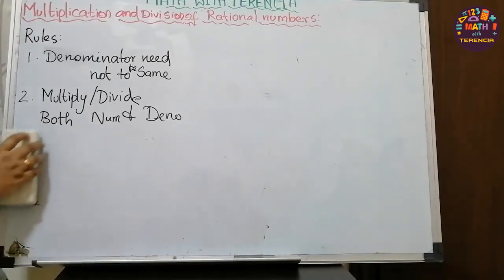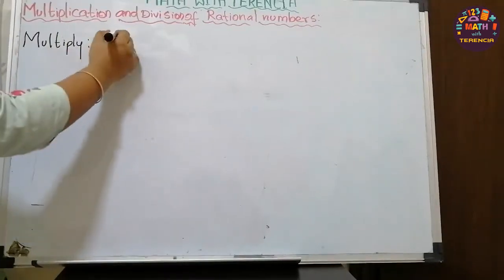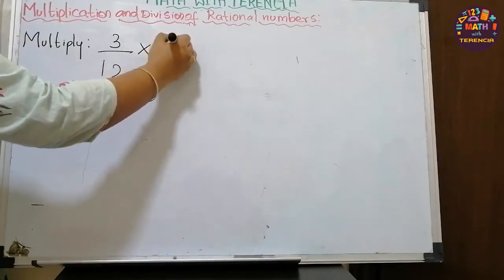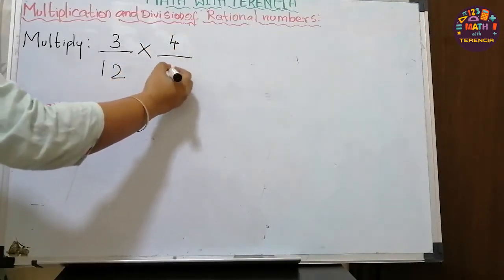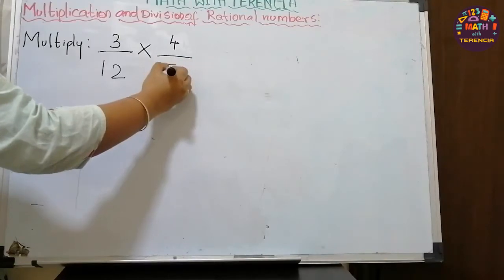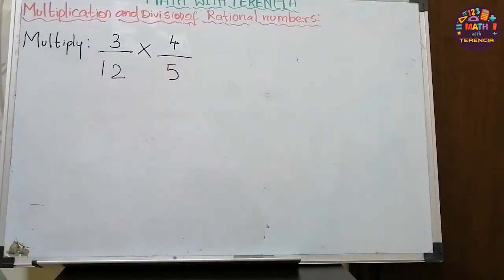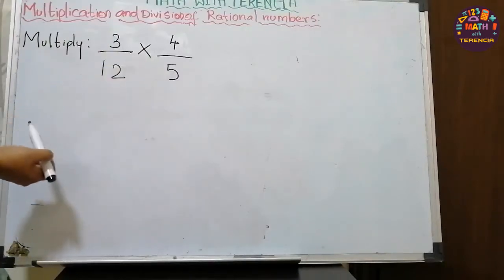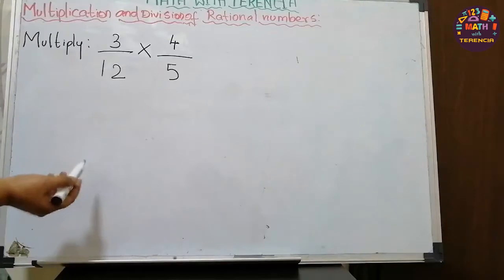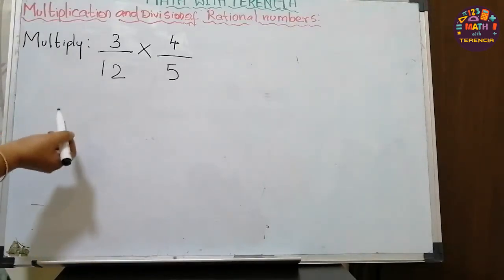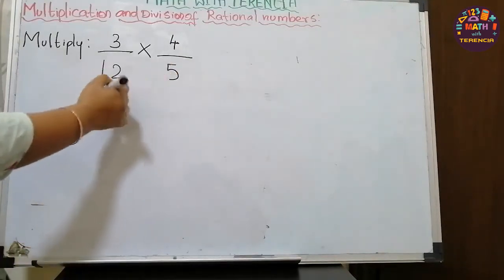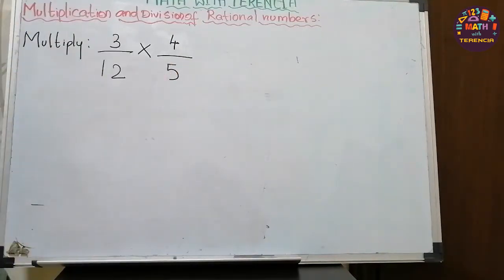Now let's move on to some examples. Multiply 3 by 12 and 4 by 5. As I said, the denominator need not be the same. Here I have different denominators. No problem, you don't need to change the denominators. The common error students make is, even for multiplication, they take the LCM and convert to the same denominator. That is not necessary for multiplication and division.